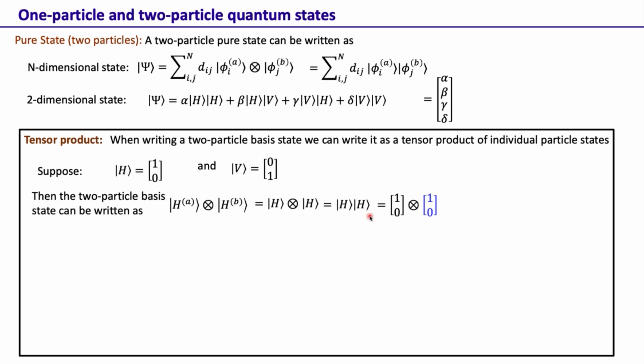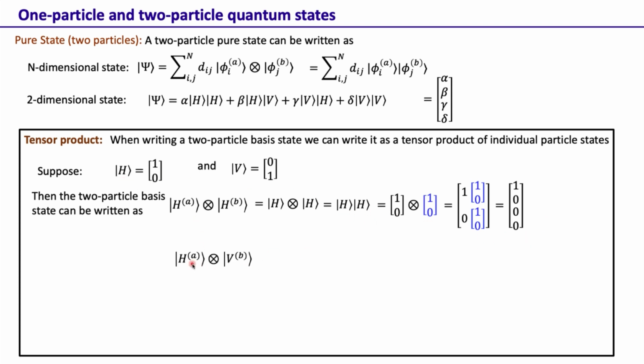So now HH, the tensor product, how do we write it? So this H is 1 0, tensor 1 0. The way we do it is essentially we multiply this 1 by this column and the 0 by this column. So this 1 times this column, 0 times this column. So this essentially becomes 1 0 0 0. So that's the representation of HH. That's a two particle basis state. The individual particle basis states are this, and so the two particle basis state becomes this.